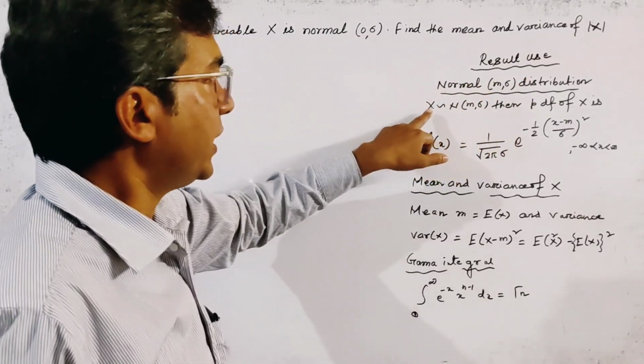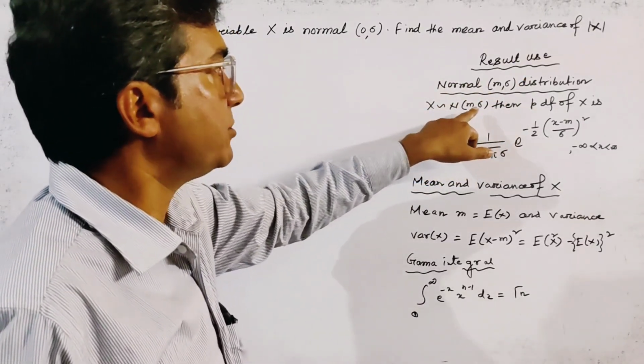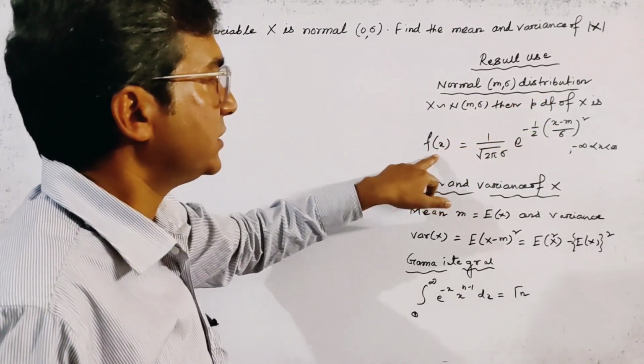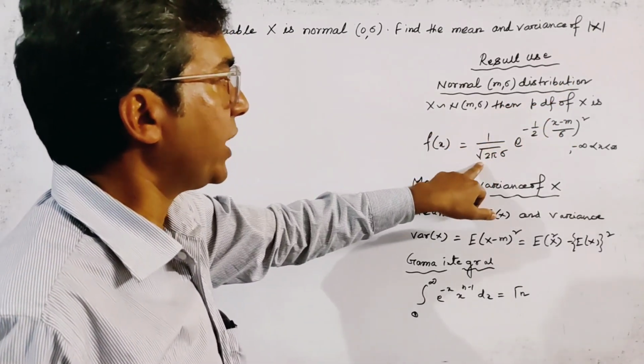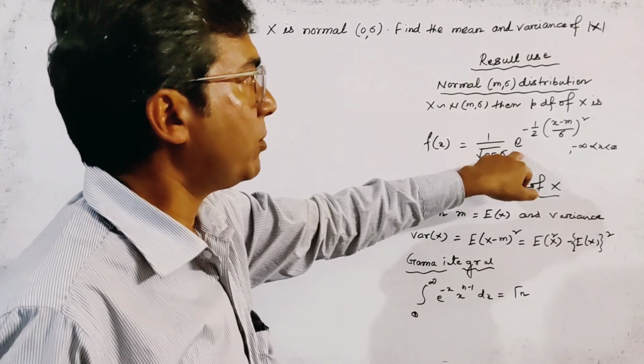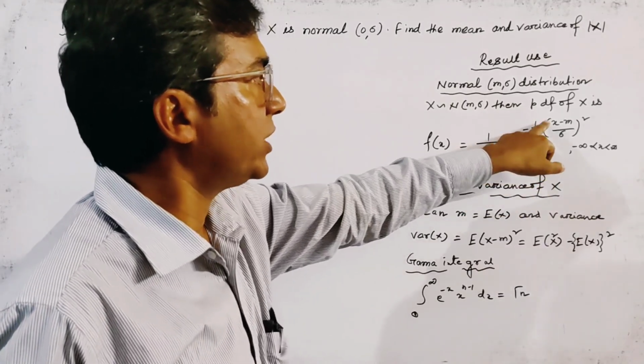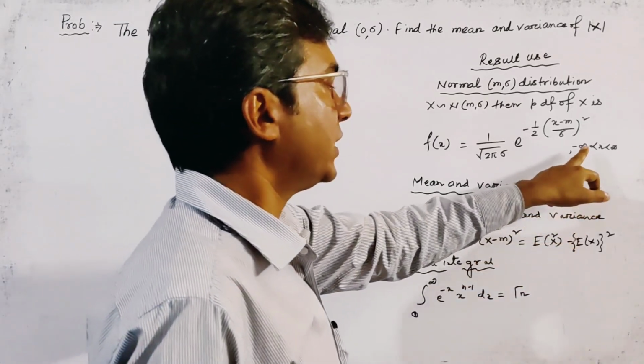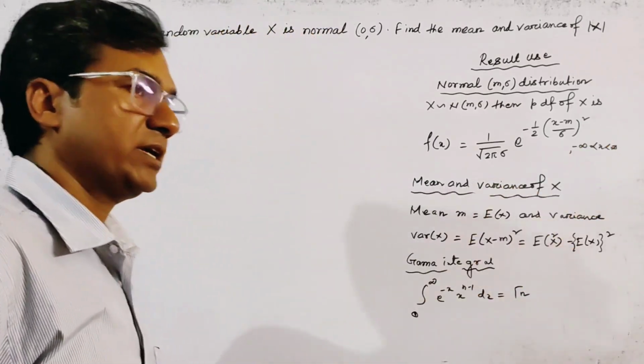We know that if the random variable x is normal m, sigma, then the PDF of x is given by f(x) equal to 1 by root 2 pi sigma e to the power minus half into ((x minus m) by sigma) whole square. Okay, and the range is minus infinity to infinity.